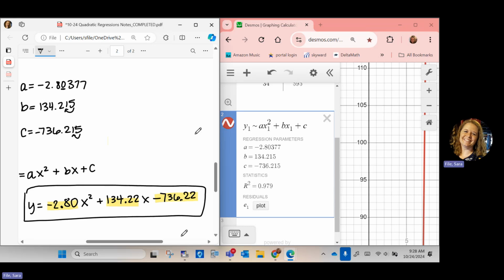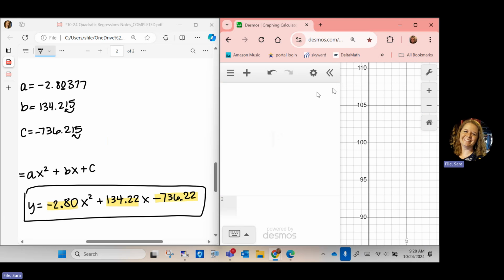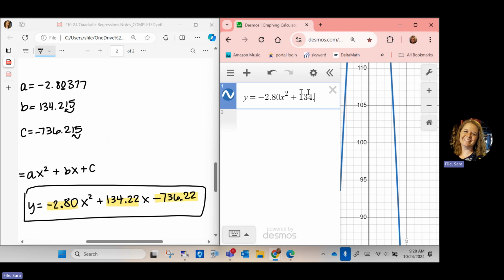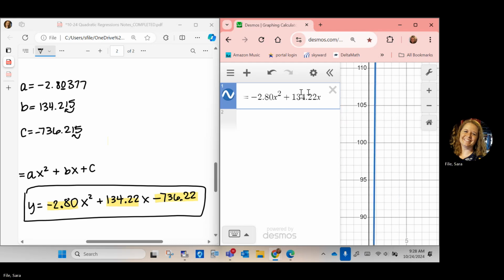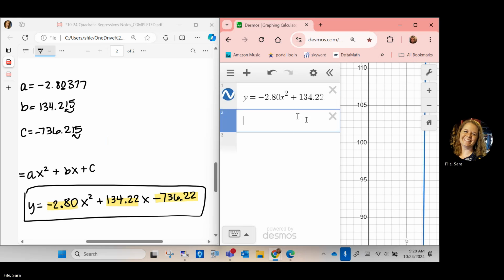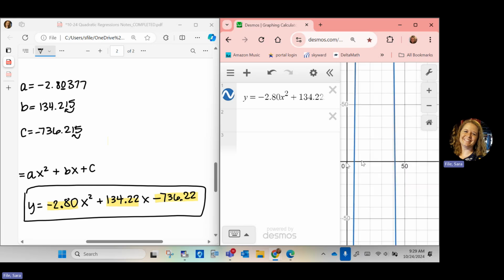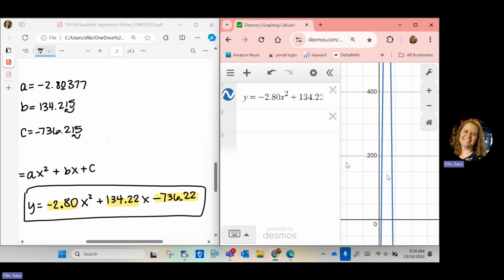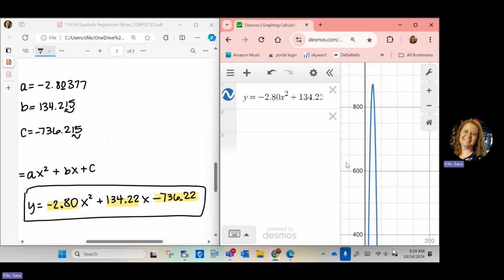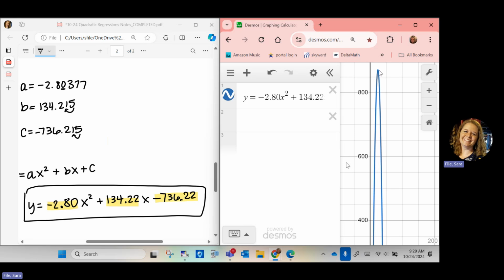So now I'm going to come back to Delta Math. I'm going to clear everything out, and I'm going to type that equation in. Negative 2.80x squared plus 134.22x minus 736.22. Okay, so I've got the graph over here. You can zoom out if you need to try and see the whole thing. The vertex is way up there.